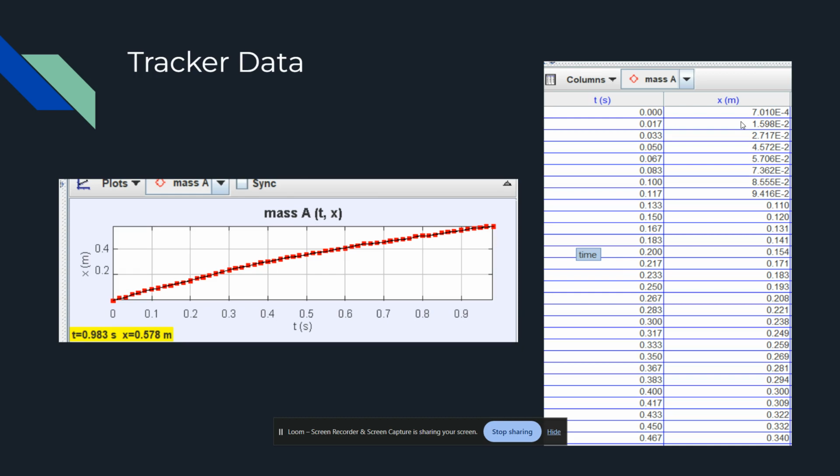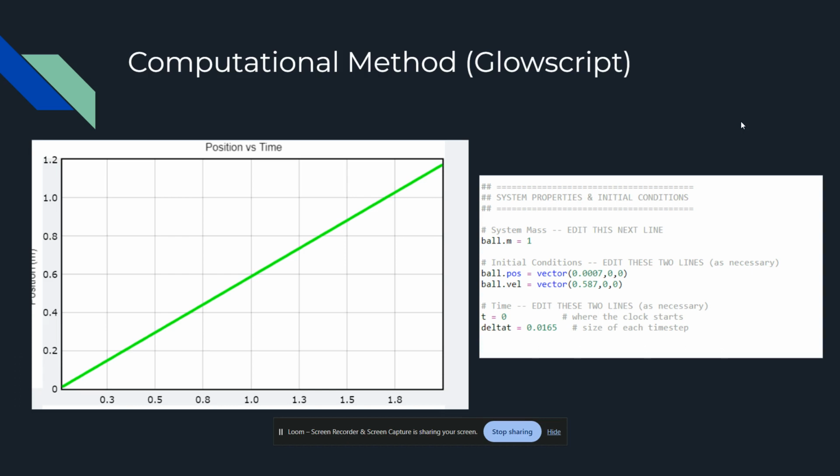Moving on, we can see the data from Tracker in which I plotted every point for each frame the ball moved. Here, you can observe the distance versus time graph has a positive constant slope. And here we have the code for GlowScript and the output for the position versus time graph of the ball.